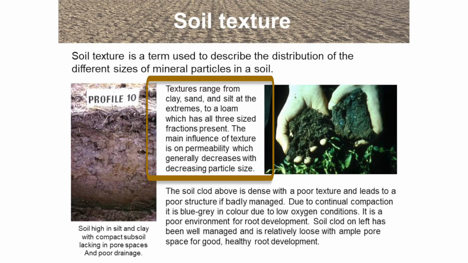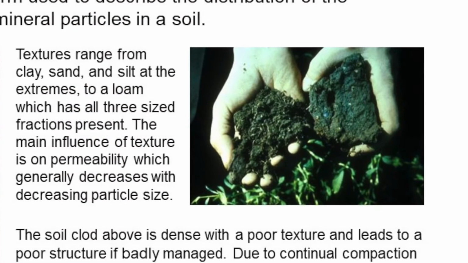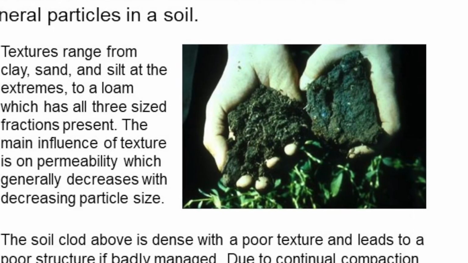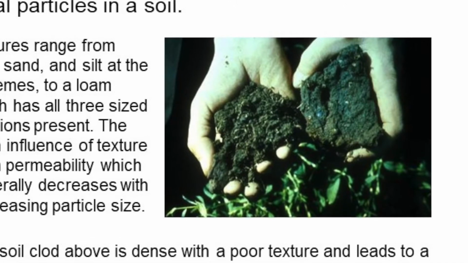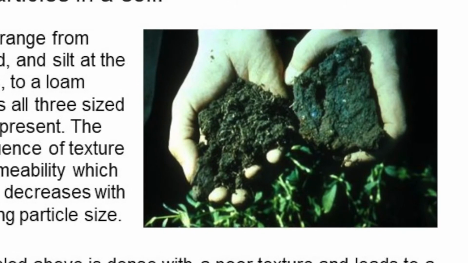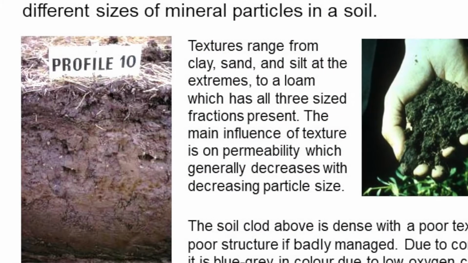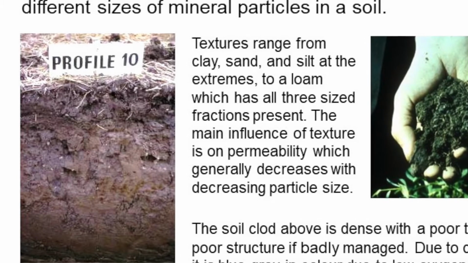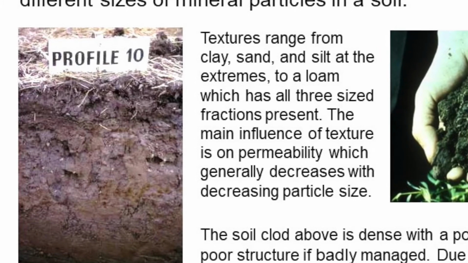In fact, the majority of soils have a mixture of all particle sizes. The main influence of texture is on soil permeability, which generally decreases with decreasing particle size. The picture on the right shows two soils. The soil clod on the right is dense with a poor texture and leads to a poor structure if badly managed. Due to continual compaction, it is blue-grey in colour due to low oxygen conditions. It is therefore a poor environment for root development, whereas the soil clod on the left has been well managed and is relatively loose with ample pore space for good, healthy root development.